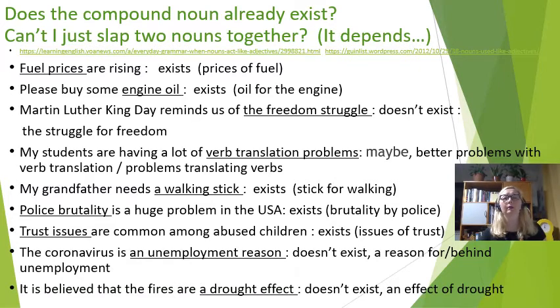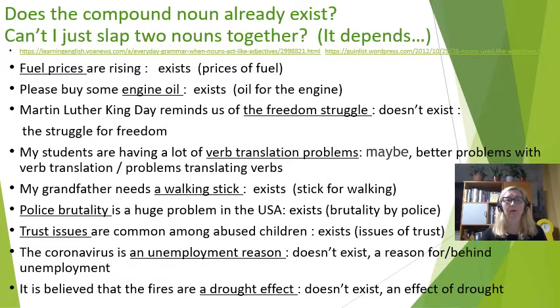So in English, though, you have to put fuel prices. Okay, so when you're translating from Italian, I prezzi dei carburanti, you could just say prices of fuel. That would be fine. But this noun, fuel prices, already exists in English, so you can use it. Okay, next example, olio del motore. You could say oil for the engine, or you could say engine oil because that word exists.